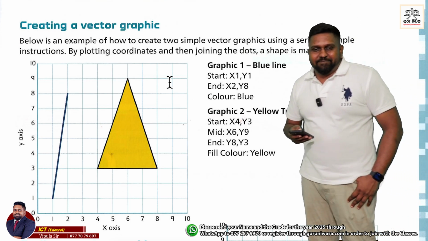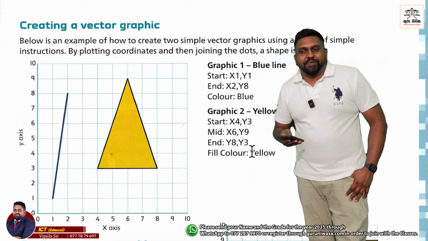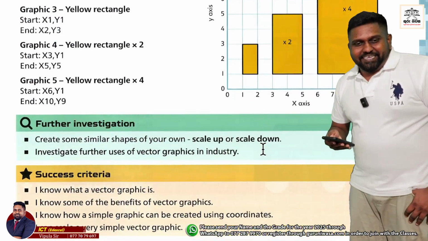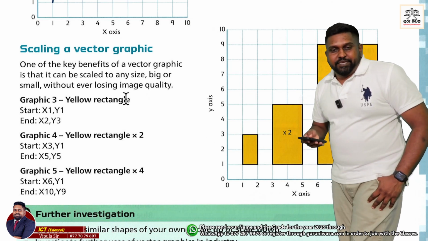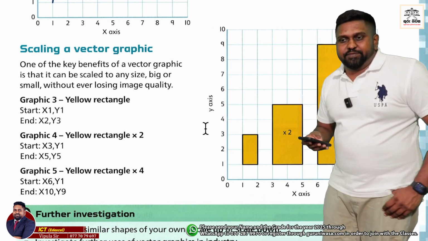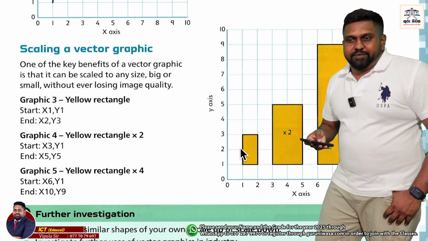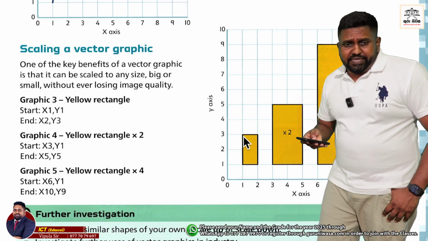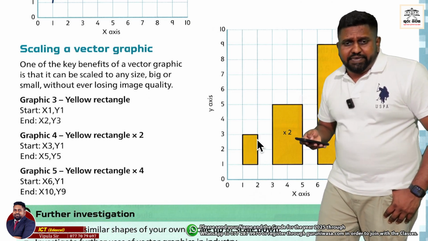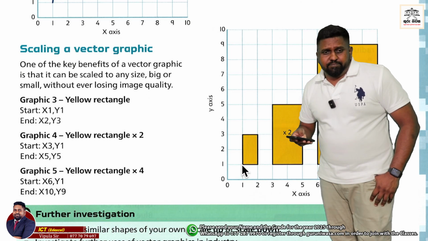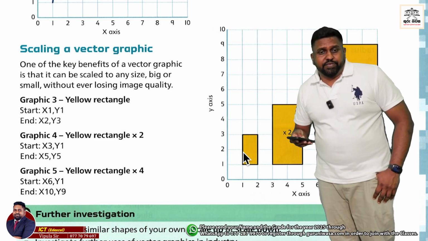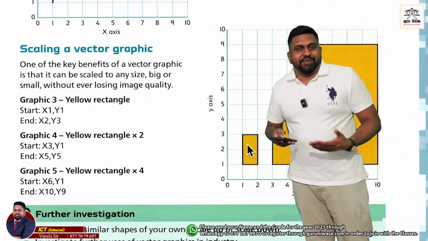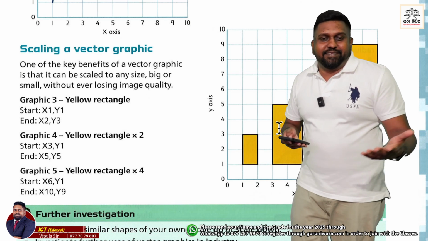Once this is done, we fill it with the color yellow. Then that's perfectly filled up. Same thing when it comes to scaling. Now the fun part is once you draw a single vector. Now this is a simple vector starting at x1, y1 and ending at x2, y3. So this is a simple graphic, a yellow rectangle. When you want to increase the size of it, it's really straightforward. What you do is you just increase it by 2.